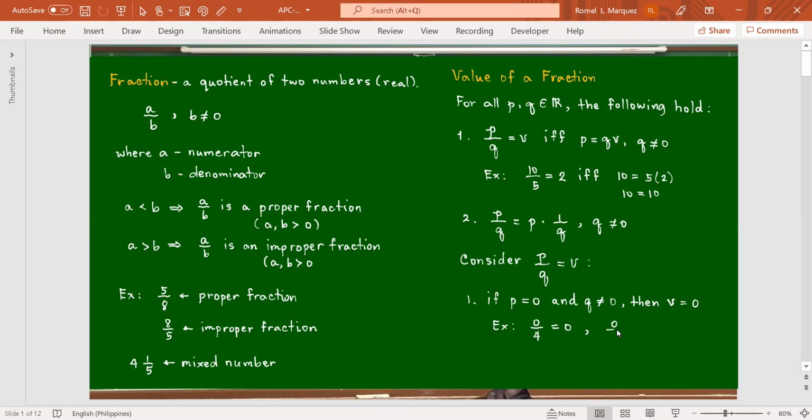If I have 0 over negative 8, that is equal to 0. Okay, guys? If I have 0 over x minus 1, that is equal to 0, provided that x is what? Not equal to 1. Okay? So again, 0 over x minus 1 is equal to 0 for any real number x that is not equal to 1. Okay? So if the numerator is 0, the denominator is not, the quotient is 0.